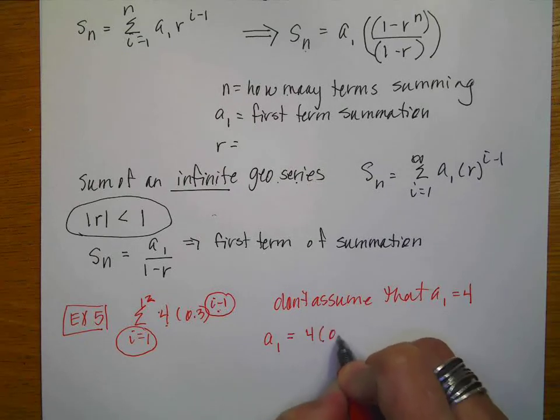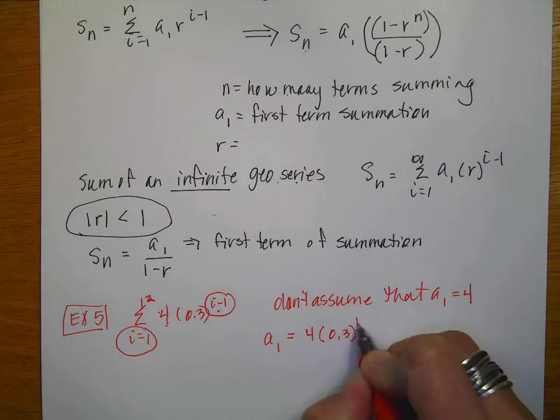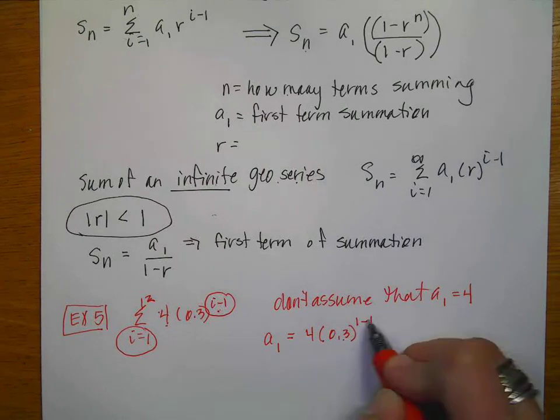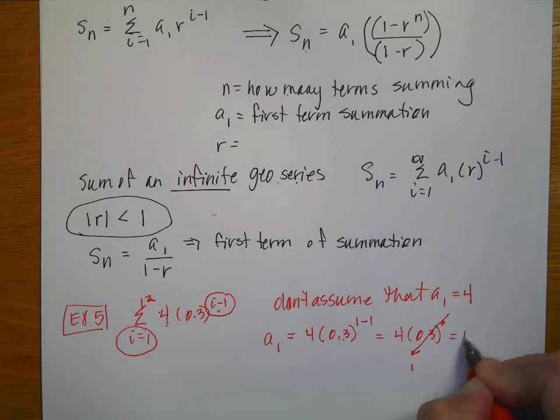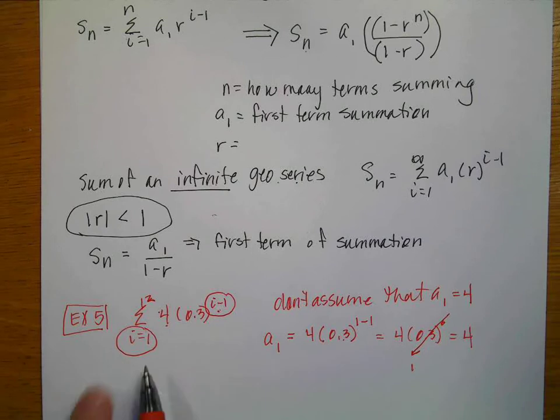So I'm actually going to calculate a sub 1, and it would be 4 times 0.3 to the 1 minus 1, 0.3 to the 0. Anything raised to the 0 power is 1. So it is actually my first term, but you can't assume that always, because, again, it depends on where I start my summation.